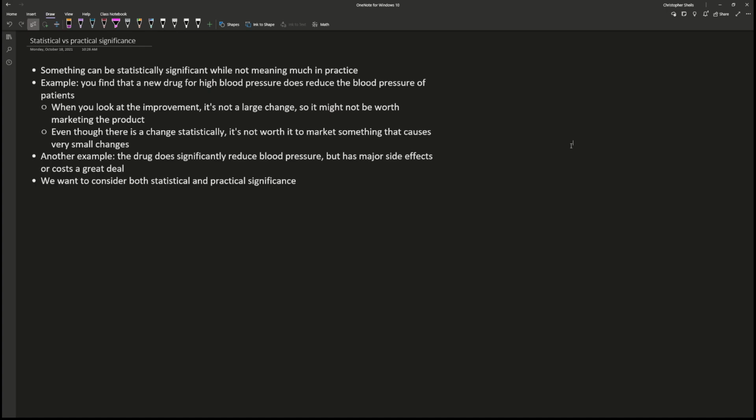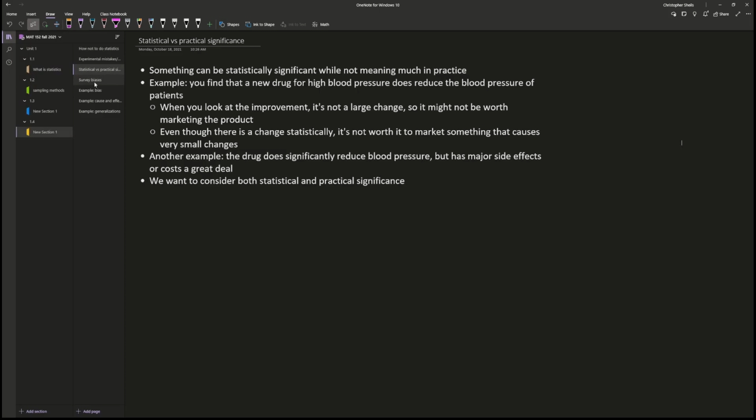Another example of statistical versus practical significance would be that maybe the drug you discovered does significantly reduce blood pressure, but it has major side effects, or it's prohibitively expensive, right? In this case, it's still not practical to market this kind of drug, right? So we want to take into account both statistical and practical significance whenever we are looking at our data.